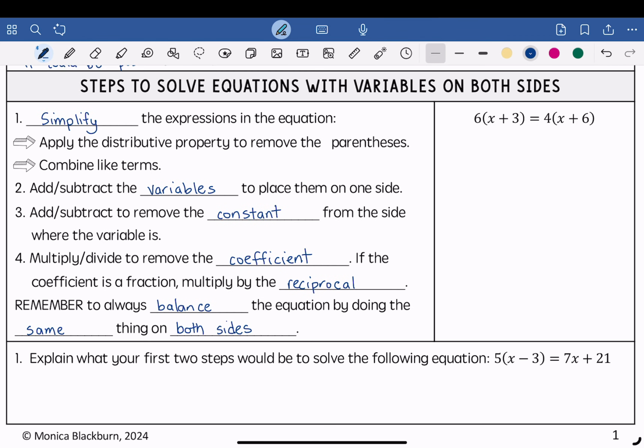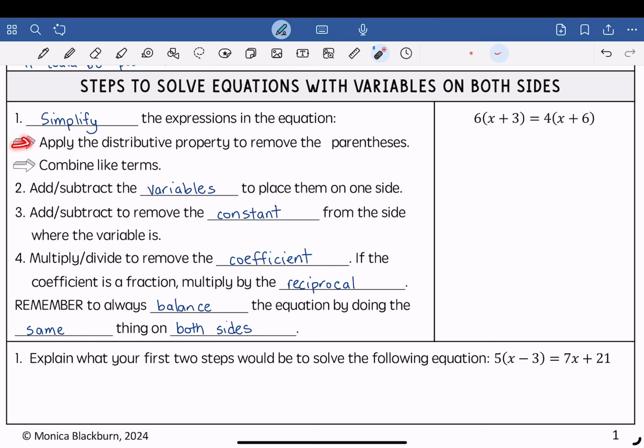Steps to solve equations with variables on both sides. Step 1, simplify the expressions in the equation. If we look at the example to the right here, 6 parentheses x plus 3 is equal to 4 times x plus 6 in parentheses. We have parentheses, so we're going to simplify them and eliminate them.